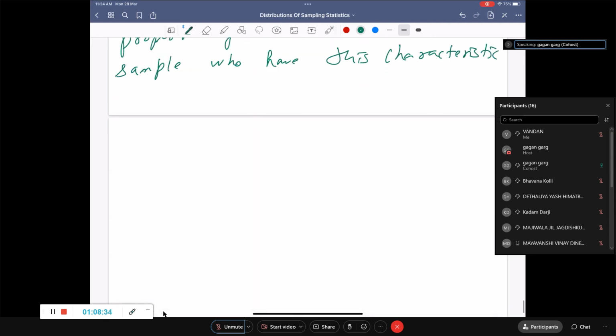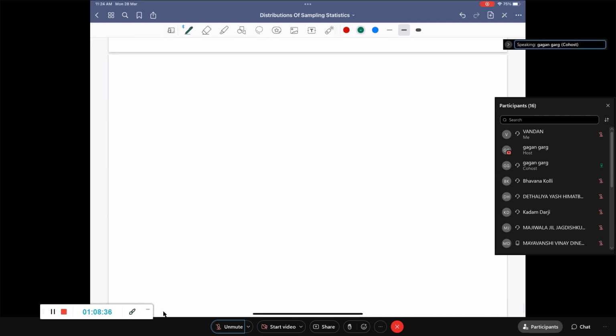Now the question is, what is this quantity? P of xi equal to 1. What is this probability? Half. P of xi equal to 1 is half. Why is it half?